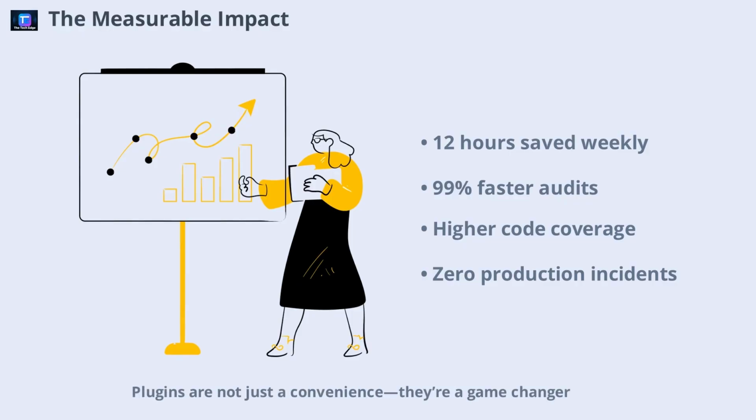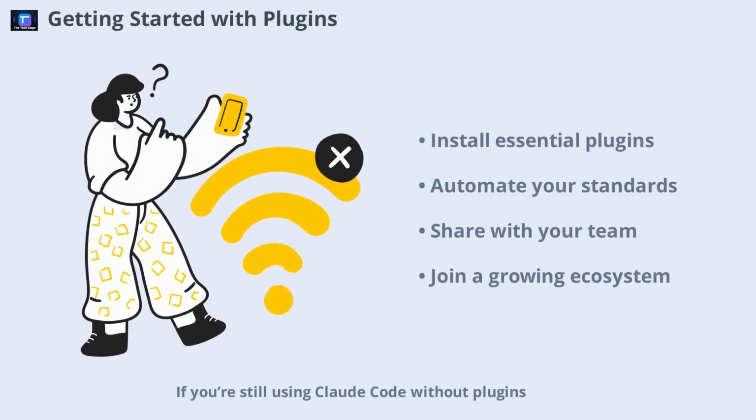Plugins are not just a convenience, they're a game changer. If you're still using Claude Code without plugins, you're working harder than you need to. Start by installing Security Scanner Pro and Test Generator Elite. These 2 alone will transform your workflow. Then, try building your own plugin to automate your team's unique standards. Share your creations and watch productivity multiply.